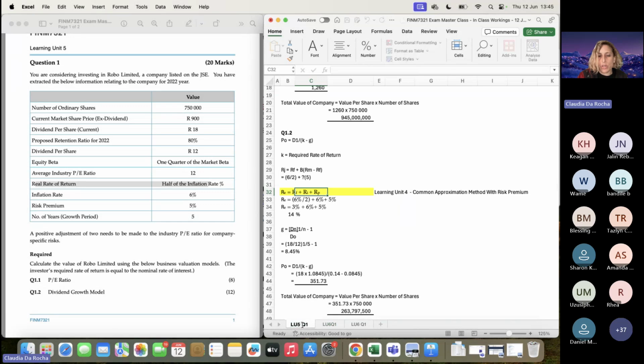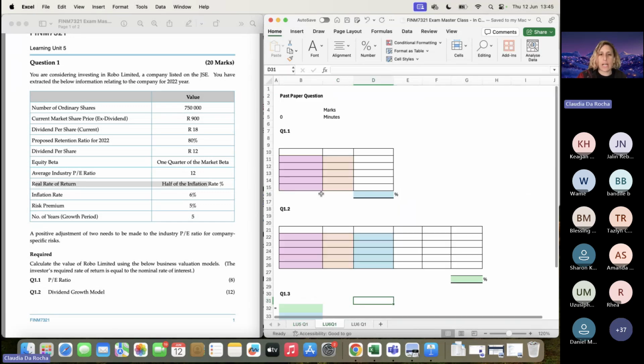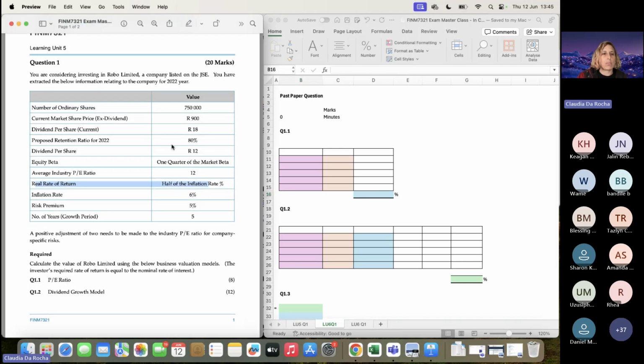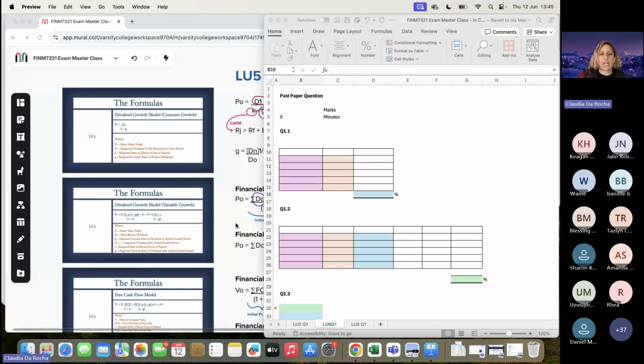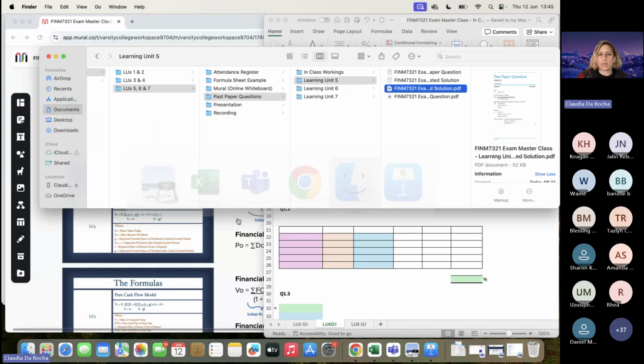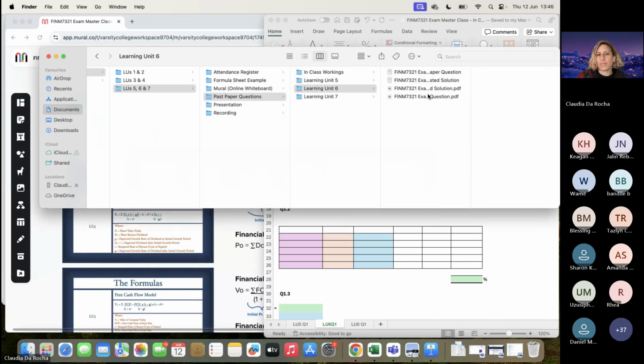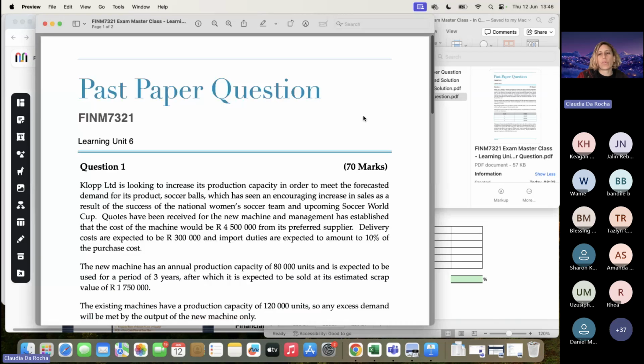Okay, so we need to move on to our next question, Learning Unit 6. Right, so let me close this. And let's go to Learning Unit 6 now. All right.